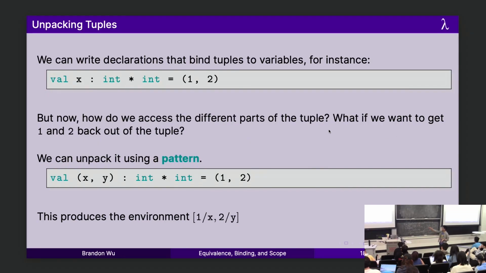So if I ran this, I would have the tuple bound to x. If I ran this, I would now shadow that tuple with this. So this would still be the output environment. Yeah, good question.